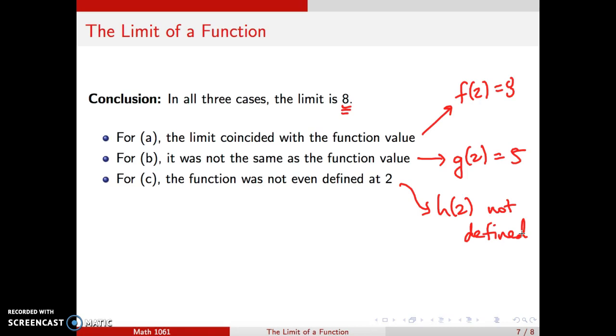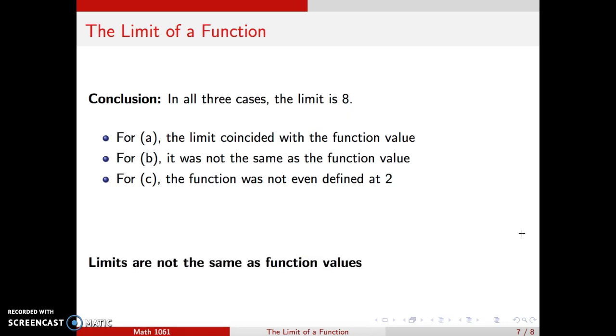In the first case, the limit equaled the function value. That's great. In the second case, the limit exists, but it doesn't equal the function value. In the third case, the limit exists. In all 3 cases, it exists. But in the third case, the function didn't even exist there. And so a key takeaway here is that limits are not the same as function values. When they are, it's nice, but it's not automatic. If they were always the same, then we wouldn't bother with any of this, and we would just evaluate functions at the point in question.